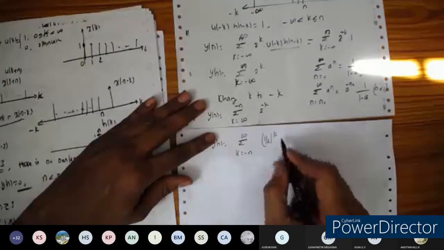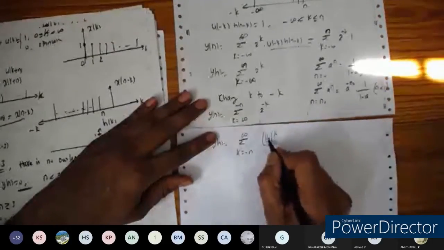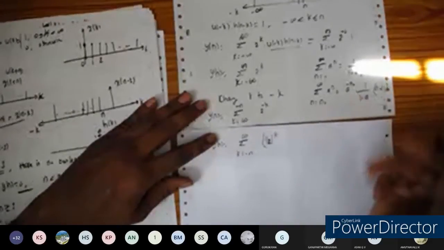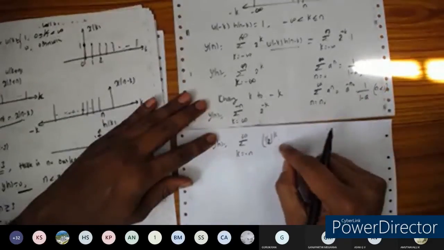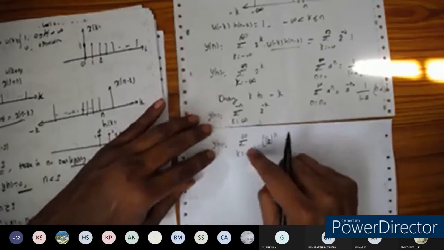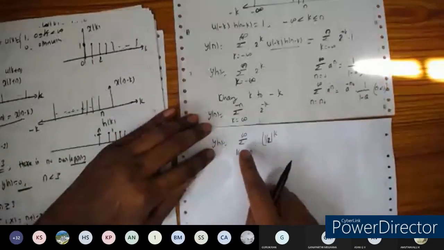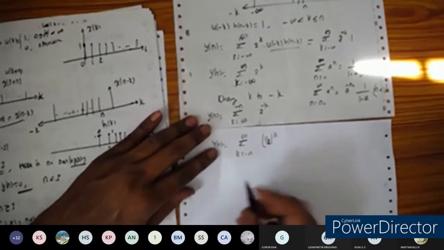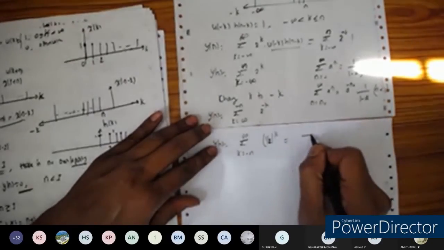K equal to minus n, 1 by 2 to the power of k we will get here. Okay, the better thing, if you don't remember this formula, is this. We have changed k to minus k here. So what shall we do is, I'll rewrite the formula.